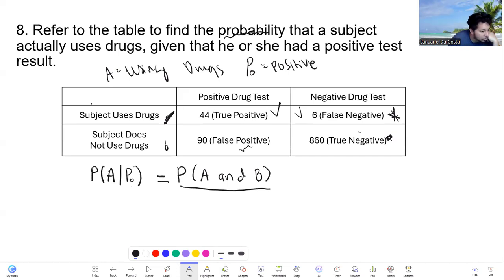So over PO, the probability of A and B, meaning using drugs and tested positive, this is the true positive, which is 44. That is the numerator. Over the probability of the positive test result, so that will be 44 plus 90, 134. Right?